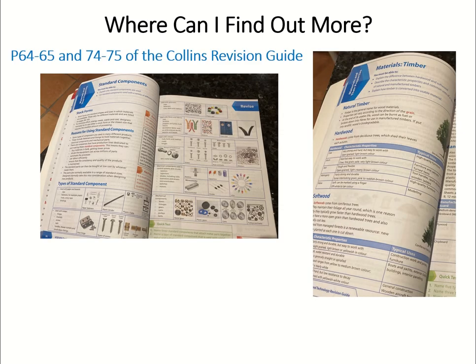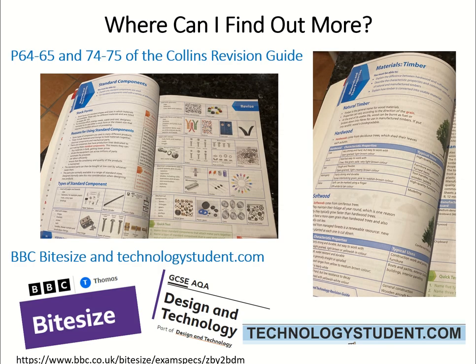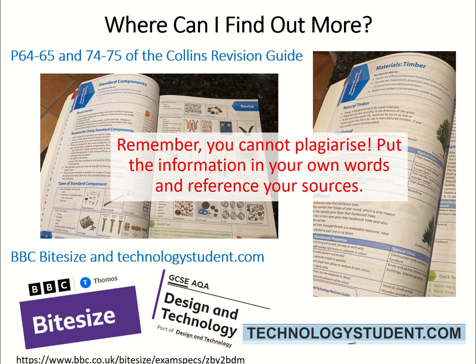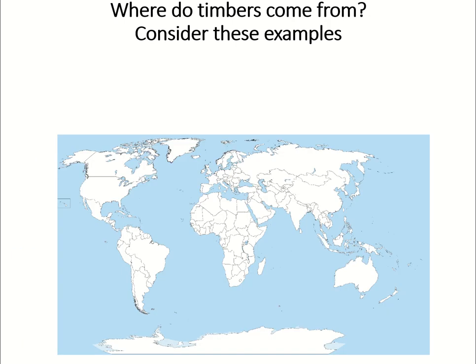Where can you find out information about timbers? Check your Collins Revision Guide for information about timbers, and also the BBC Bitesize website's really good, so is Technology Student. To be honest, you can just Google it. Characteristics of softwoods, characteristics of manufactured boards, finishes appropriate for hardwoods. You can just Google these things and find out the information. Just remember, you cannot plagiarize. Whatever you find out, you've got to put in your own words.